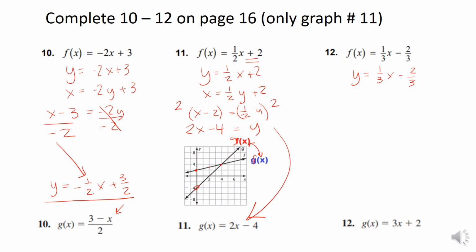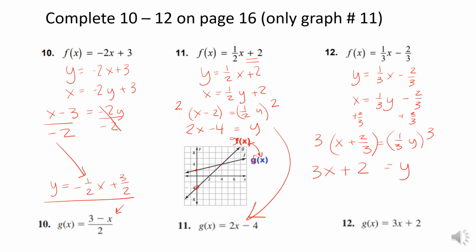Okay, so this one, we changed it to a y. And then I'm going to switch them. X equals 1/3 y minus 2/3. Isolate the y, so I'm going to add 2/3 to both sides. X plus 2/3 equals 1/3 y. Again, I'm going to multiply both sides by 3. That gets my y alone, and I get 3x plus 2 because the 3's cancel out, and there's my g of x.